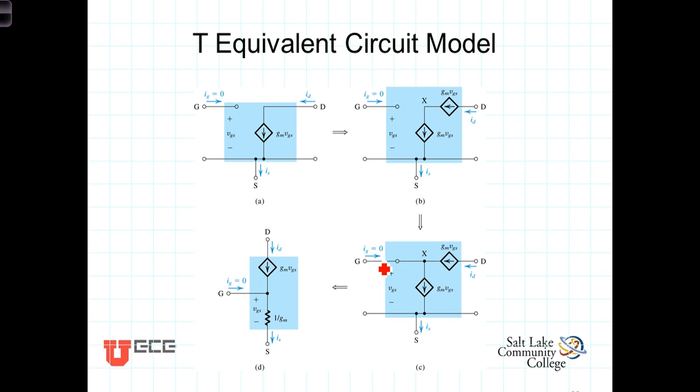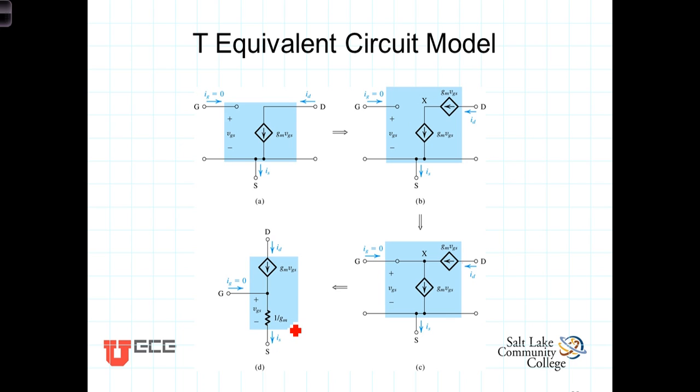We can do that because the current here at this terminal will still be zero. A KCL at this node has a current gm VGS leaving, a current gm VGS coming in, and thus there's still no current here. Once again, the voltage across here is VGS, no current coming in. So these two models are equivalent. Now, as we go from here to here, we simply lift this current source up, label this the drain, and replace the second current source with a resistance that's inversely proportional to the transconductance parameter gm.